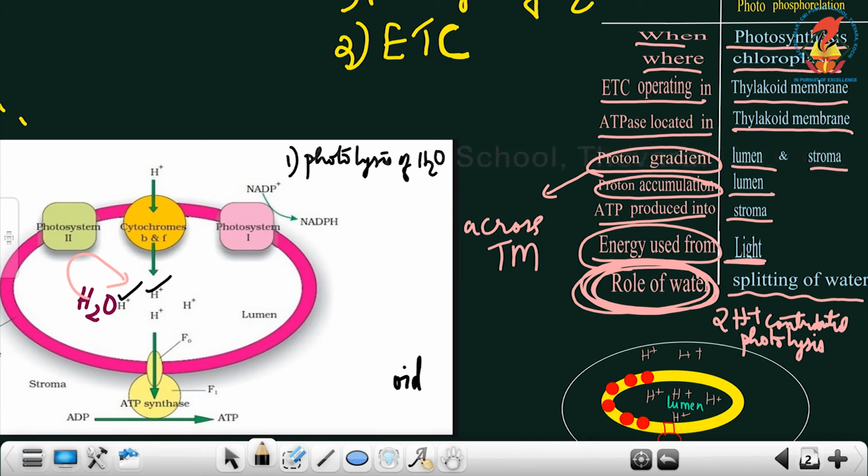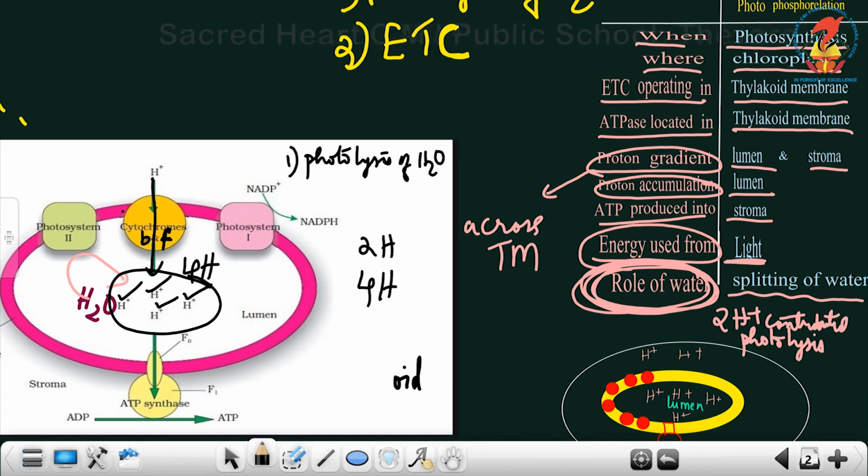The second contributor is the cytochrome B and F, which are parts of the ETC. These are hydrogen carriers. When electrons pass through them, they displace hydrogen from the stroma into the lumen. So let this be from cytochrome B, and let this be from cytochrome F. So now you have 4 hydrogens inside. Then next, initially we started with 4 hydrogens outside, now 2 went in. So there are 2 hydrogens remaining. How were the 2 hydrogens used? These 2 hydrogens were used in the reduction of NADP to NADPH plus H plus.